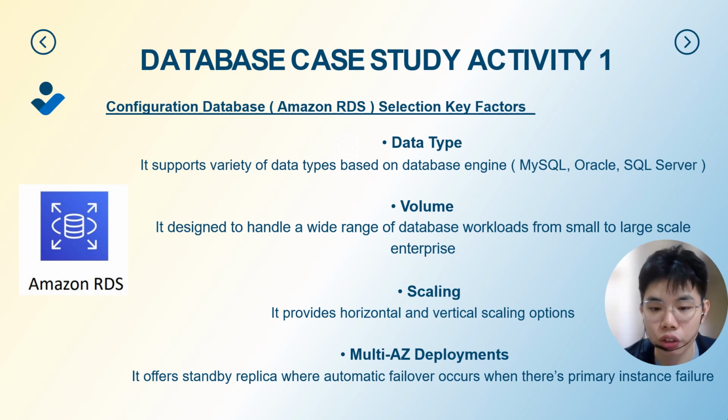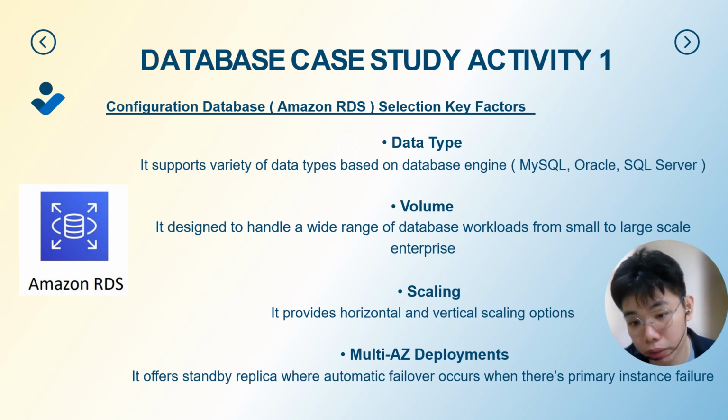Furthermore, the scaling. Amazon RDS provides horizontal and even vertical scaling options, which is very convenient and user friendly for end users. It also provides multi-AZ deployment. Why do I say this? Because it offers a standby replica where automatic failover occurs when there is a primary instance failure, a link failure, or even a device failure.